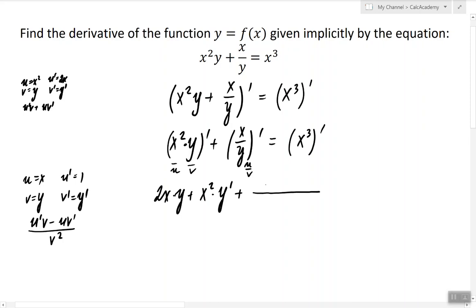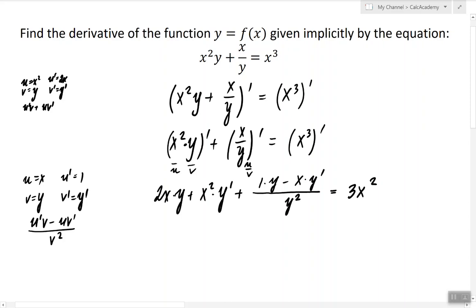So u prime v is 1 times y minus x times v prime, and all that divided by y squared. And the derivative of the right hand side is simply 3x squared.